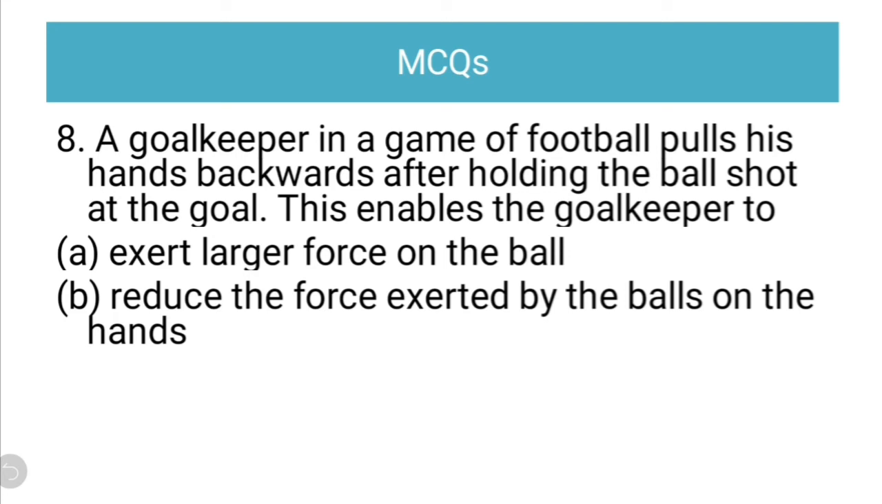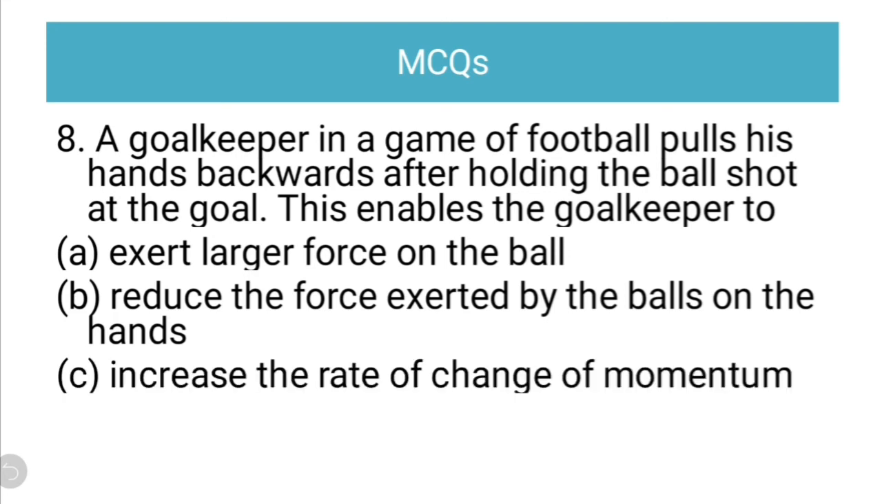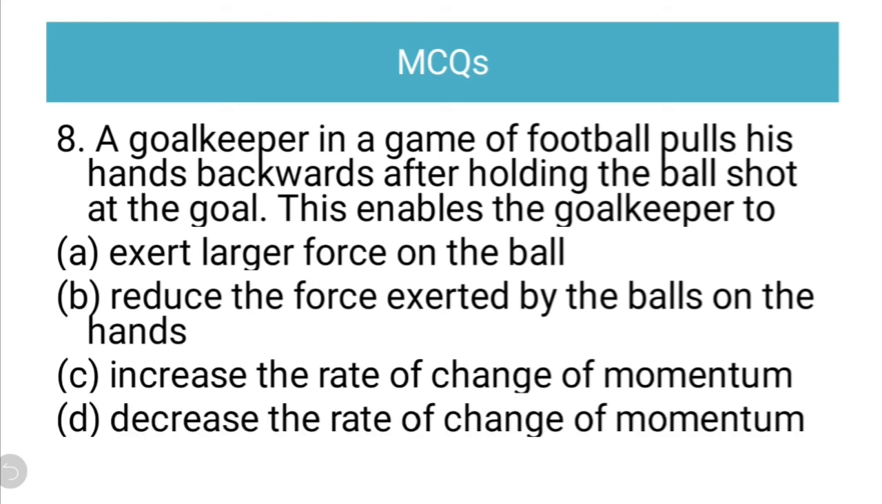So option A is exerts large force on the ball, reduces force exerted by the ball on the hands, increase the rate of change of momentum, and decrease the rate of change of momentum. Remember, there is mass and velocity, so we should think of the momentum, and obviously goalkeeper will try to reduce the momentum because he has to reduce the impact. So option D is correct. Okay, decrease the rate of change of momentum.